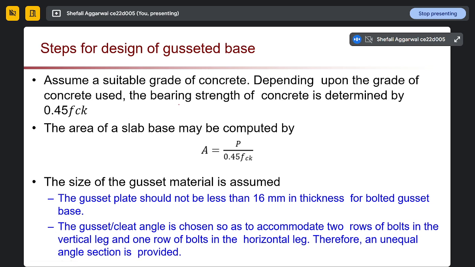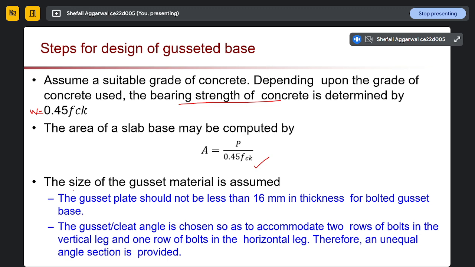So what are the different design steps in the case of a gusset plate? Firstly, in the same way as the slab plate, we assume the grade of concrete. From the grade of concrete, we calculate the bearing strength of concrete, w, which is given by 0.45 fck. Again, from our stress we will calculate our area of slab. Area is given by load upon stress. After calculating the area, we will calculate the size of our plate.